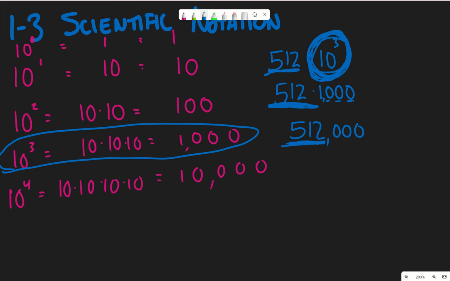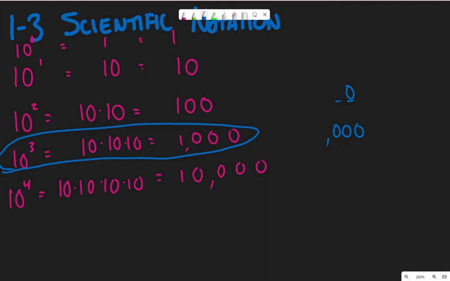But we increased our place values. We moved our decimal point away and made a much bigger number. We started with 512, and we moved our decimal point in order to get us 512,000. Scientific notation is all about increasing or decreasing our place values while keeping the rest of our numbers all the same.